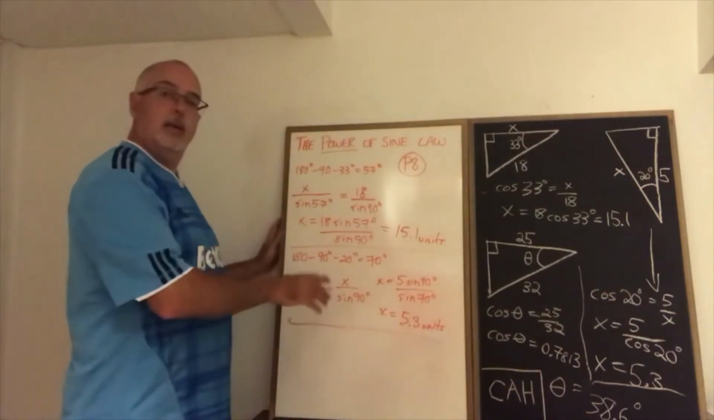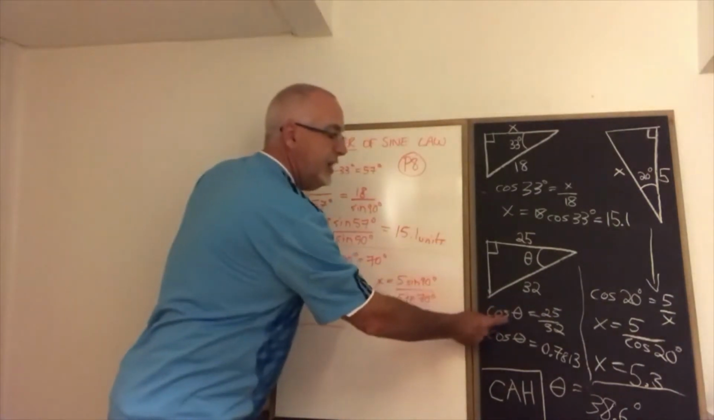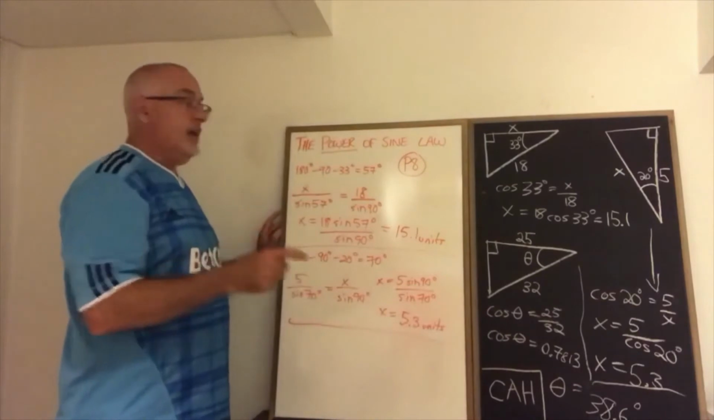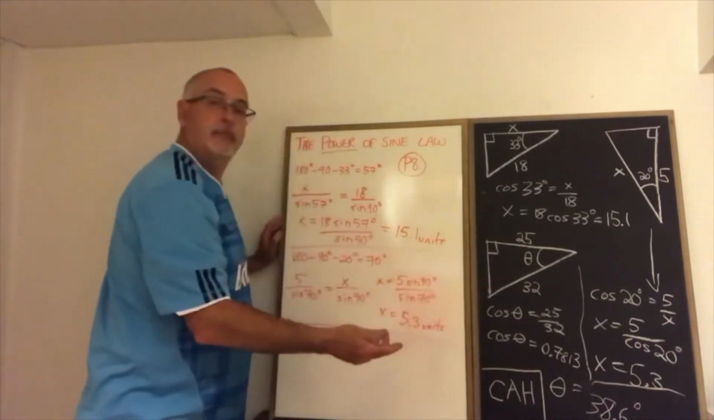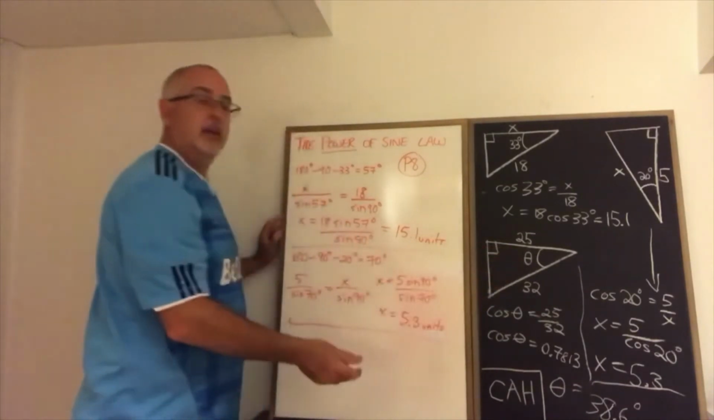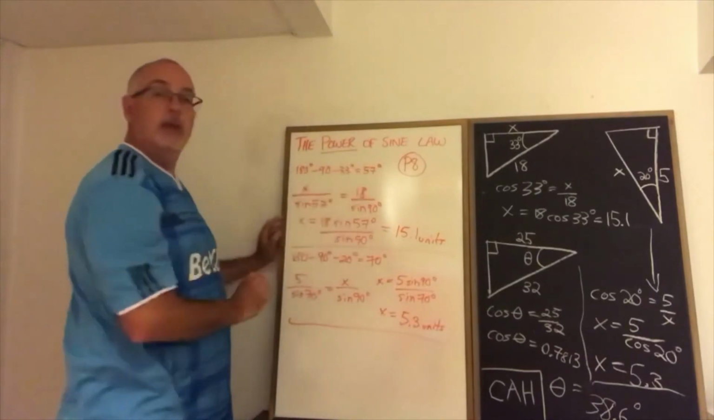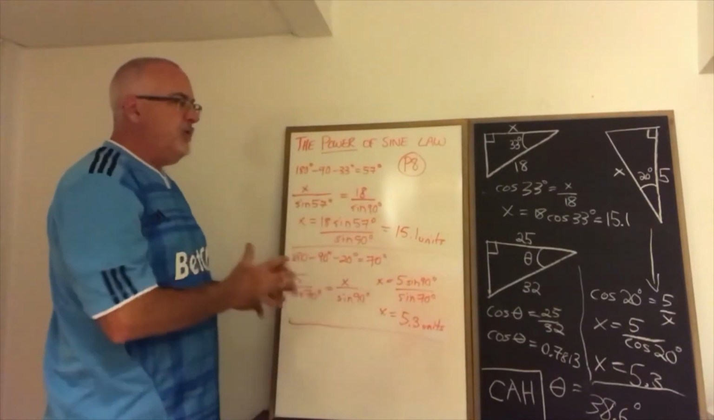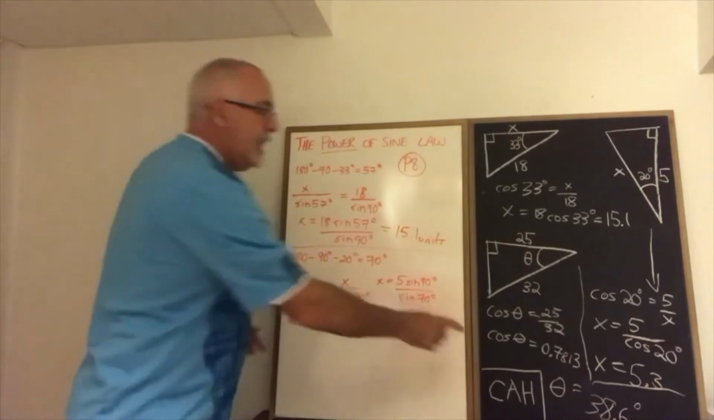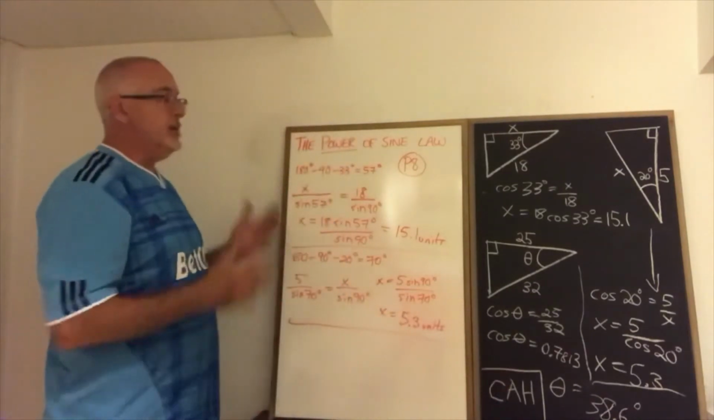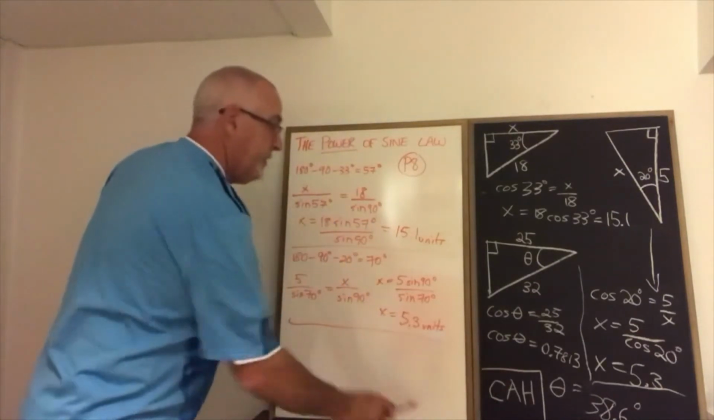Now to get into the third example here, I can't subtract from 180 because my unknown is the angle. So I can't use the same trick I did here. I still want to prove that I can solve this with sine law and avoid using the CAH formula. So what I'm going to do is use Pythagoras' theorem.